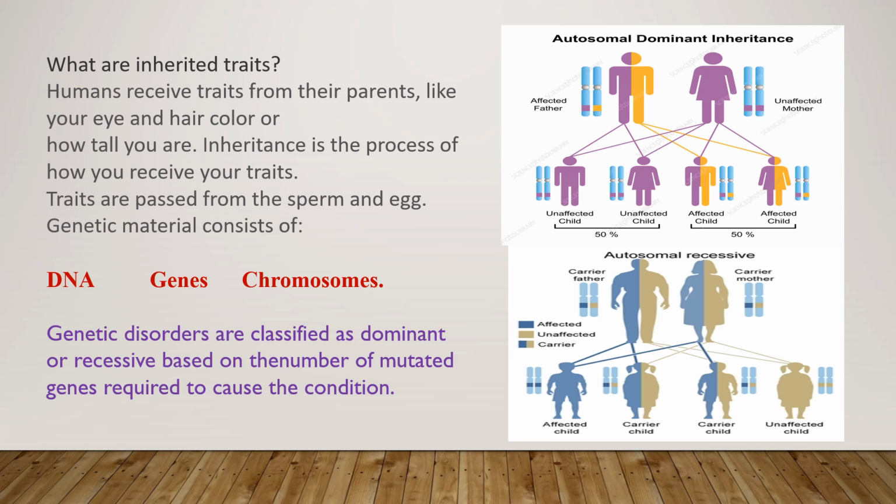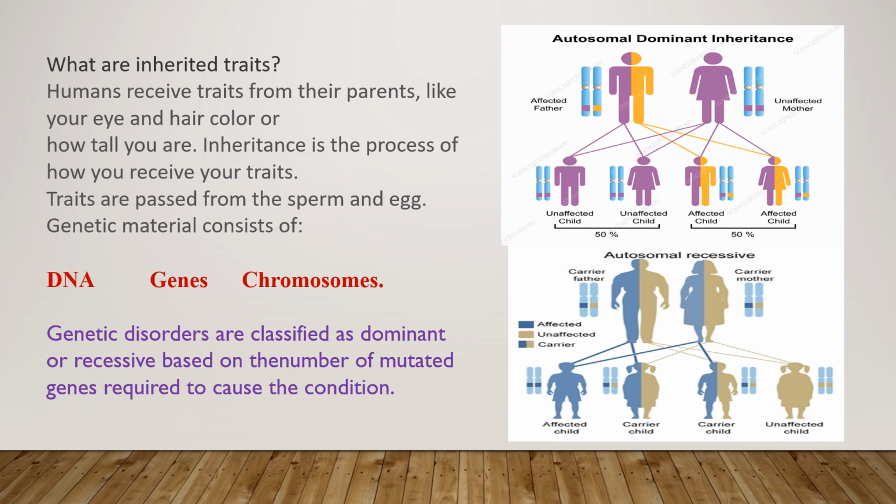Genetic material consists of DNA, genes and chromosomes. They are present in the nucleus. Genetic material is the information that controls traits and function in living organisms. DNA is the molecule that carries genetic information, and genes are segments of DNA that code for traits, and chromosomes are structures made of DNA and proteins that contain many genes.